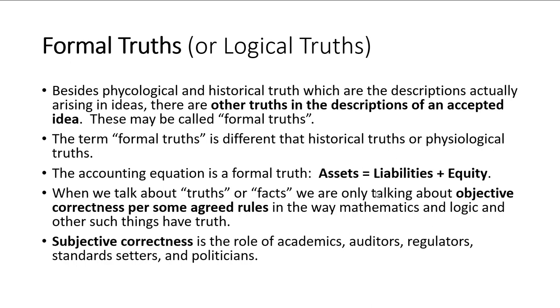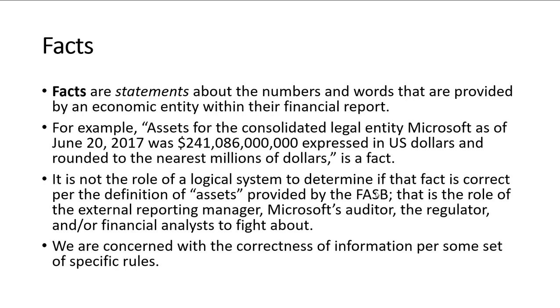We're not talking about subjective correctness that academics and auditors and regulators and standard setters and politicians can argue about. That's not what we're talking about here. We're talking about facts. For example, assets for the consolidated legal entity Microsoft as of June 30th, 2017 was $241,086,000,000 expressed in US dollars rounded to the nearest $1 million. So that's a fact. If we can't agree on that, then we can't do financial reporting. That's all that I'll say about that.